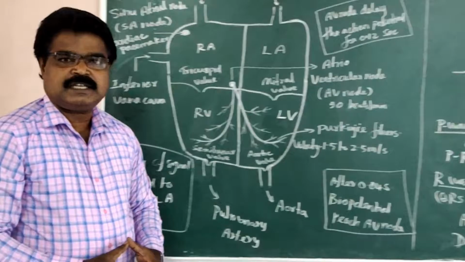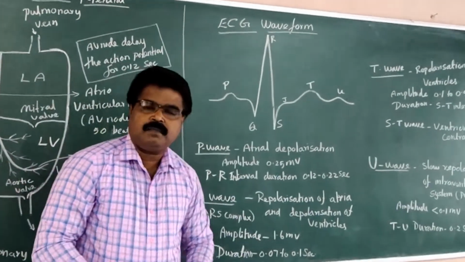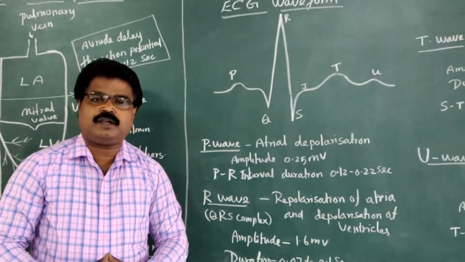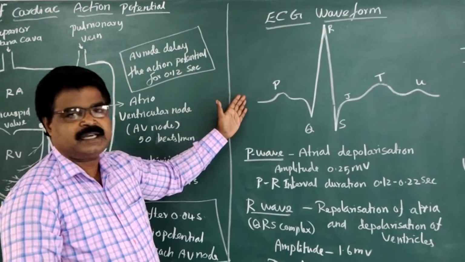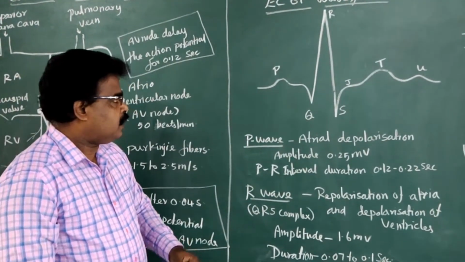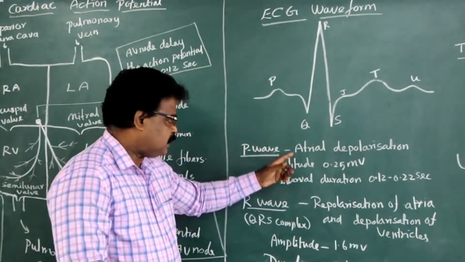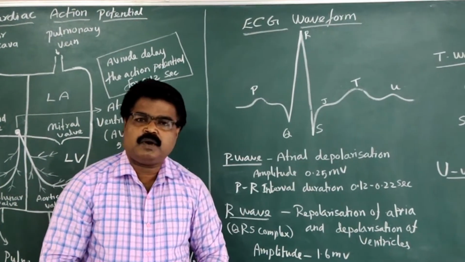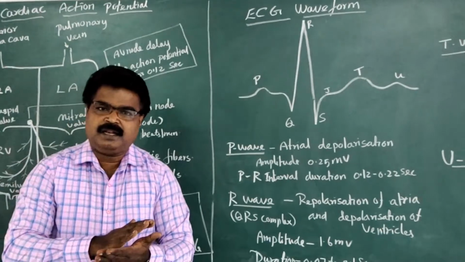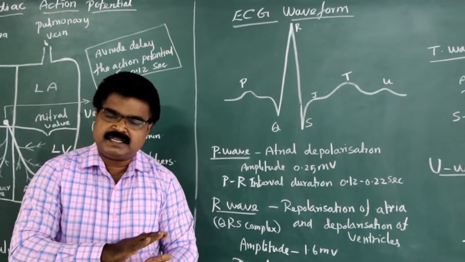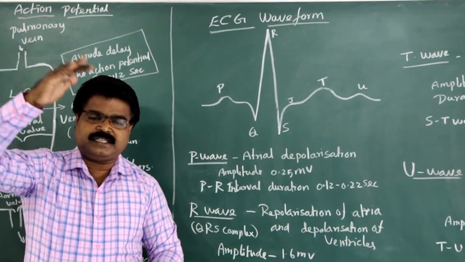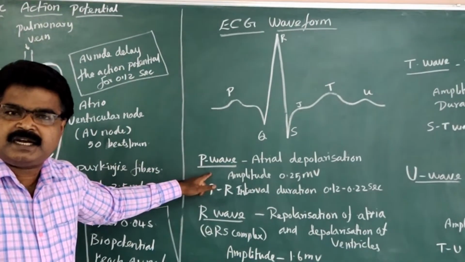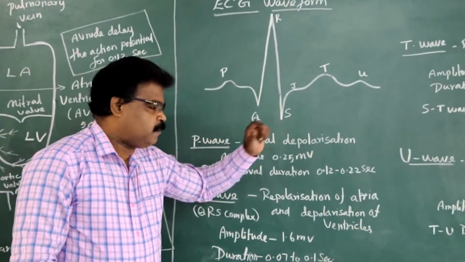Next is the ECG waveform, also called the QRS complex. This one is the exact ECG waveform. Here, the P wave is generated due to atrial depolarization. What is depolarization? The cell is initially in the resting state. When it is excited, it goes to the action state. The change from resting state to action state is called depolarization. So the P wave is generated due to atrial depolarization.